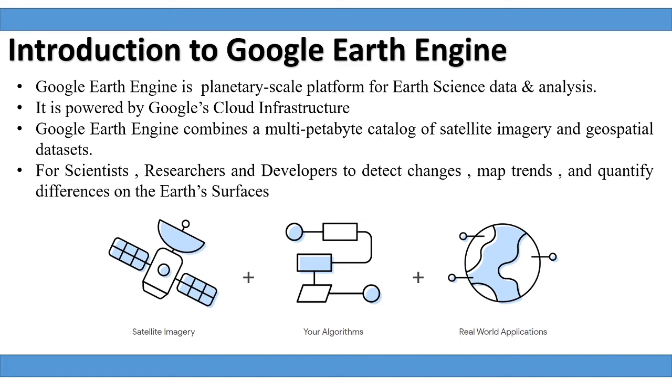It contains satellite imagery and geospatial datasets, and it is used by scientists, researchers, and developers to detect changes, map trends, and quantify differences on Earth's surface. You can see the three images. One is satellite imagery, second is algorithm, and third is real world application. It means that with the help of satellite imagery and our own algorithm, we can do real world applications.